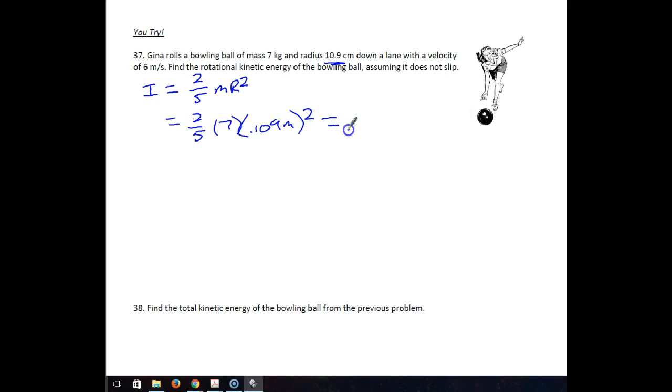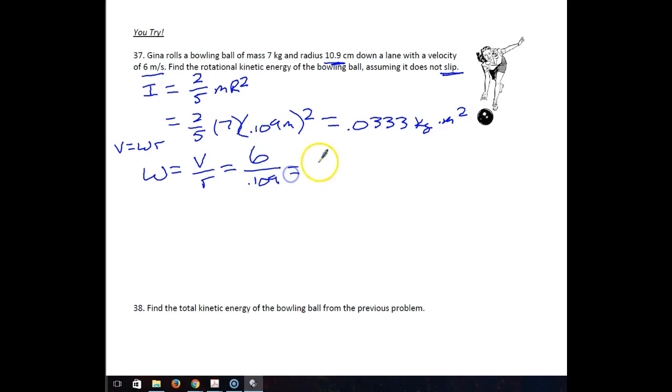And you should end up with 0.0333 kilograms times a meter squared. The next thing we need to do is find the ball's angular velocity. Remember that's omega, and omega is equal to v over r, because the linear is always equal to the angular times the radius. So this is equal to 6 meters per second, that was our linear speed, divided by the radius, 0.109. And we end up with 55, and remember this is measured in radians per second.